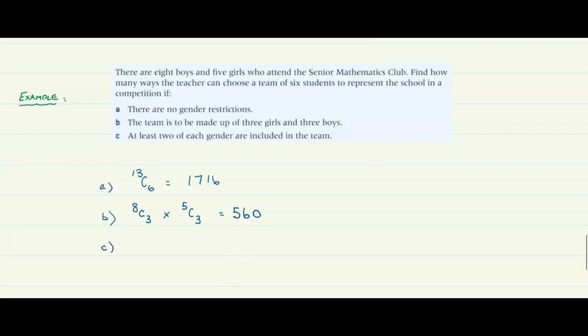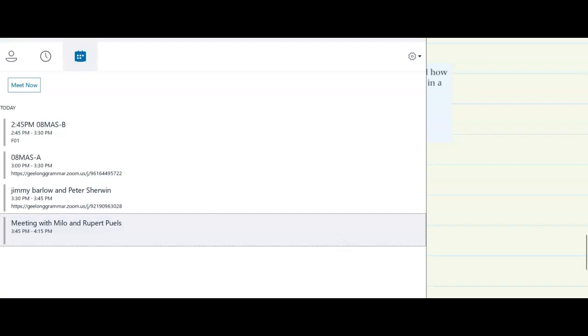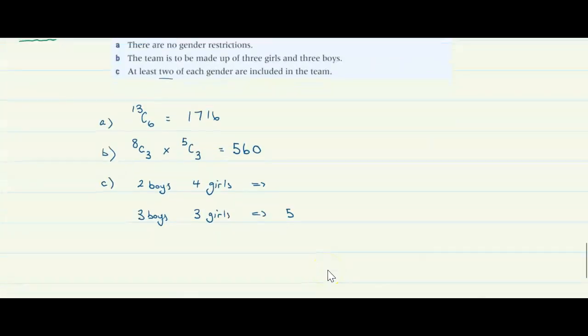And part C asks for at least 2 of each gender to be included in the team. So there are a number of team combinations here that work. So we can have 2 boys and 4 girls. So we can go ahead and work that out. We can have 3 boys and 3 girls. And that's what we've just worked out. We know that there's 560 there. So that gives me 560. And I can have 4 boys and 2 girls.